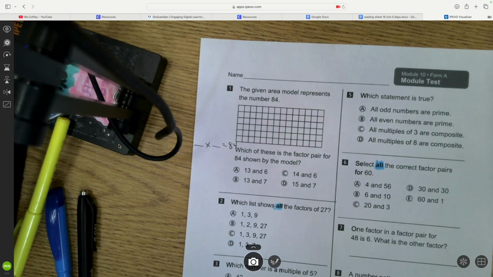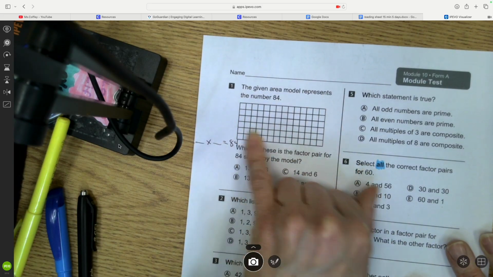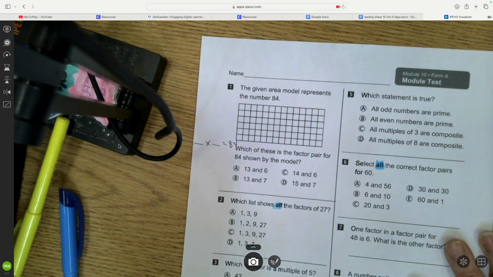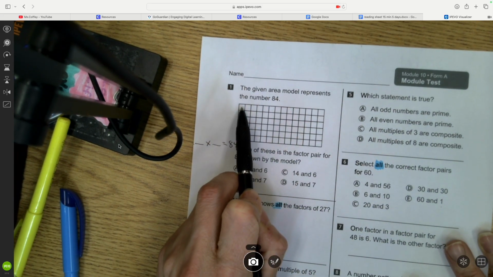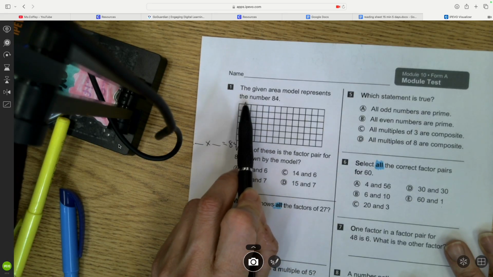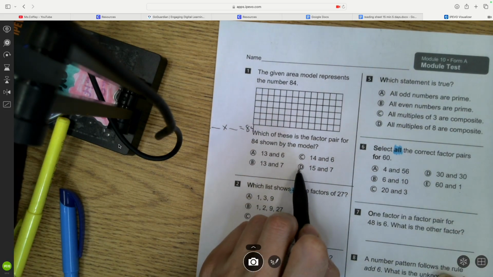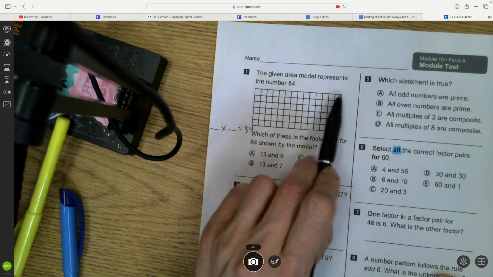Number 1. The given area model represents the number 84. Which of these is the factor pair for 84 shown by the model? So this is an area model, if you remember when we did area. And in this area model, there are 84 square units. That means there are 84 squares inside this rectangle. And we have to choose the factor pair that represents this model.